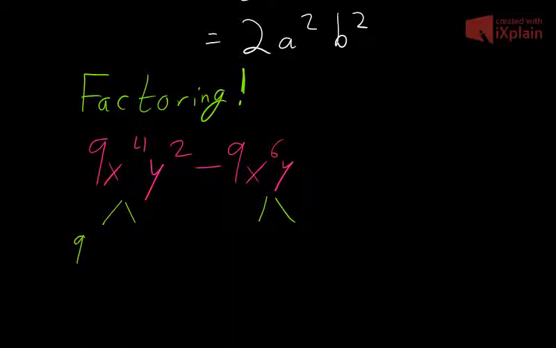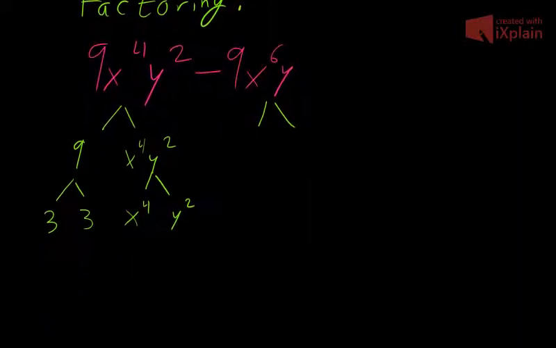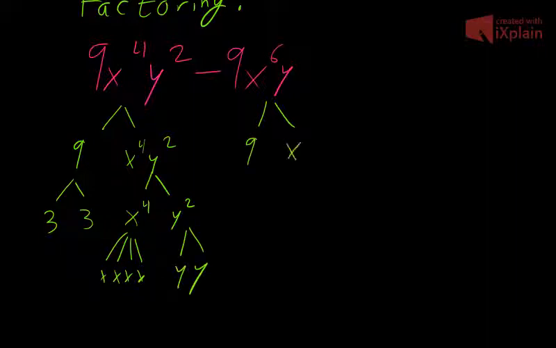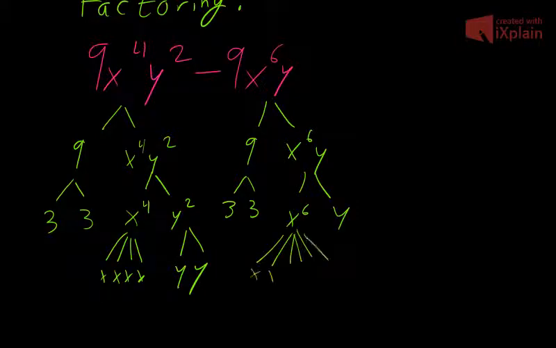We're going to have 9 and x to the 4th y squared. 9 is 3 and 3. X to the 4th y squared is x to the 4th and y squared. And my x to the fourth is going to be 4 x's. My y squared is going to be 2 y's. Over here I'm going to have 9 x to the 6y. 9 is 3 and 3. X to the 6y is going to be x to the 6 and y, and x to the 6 is going to be x, x, x, x, x, and x.